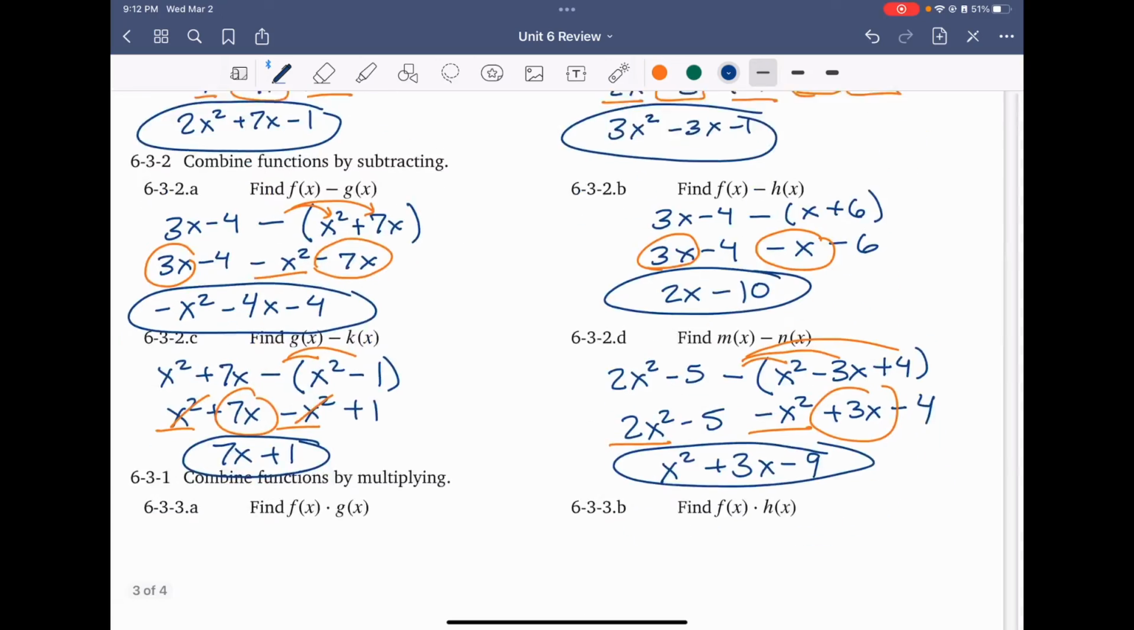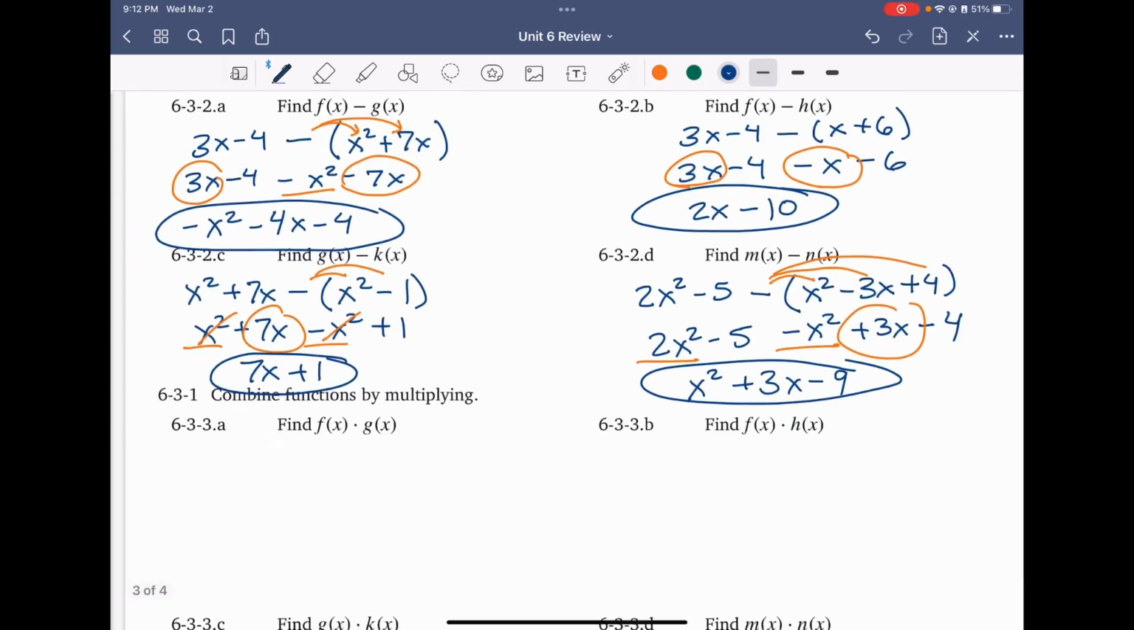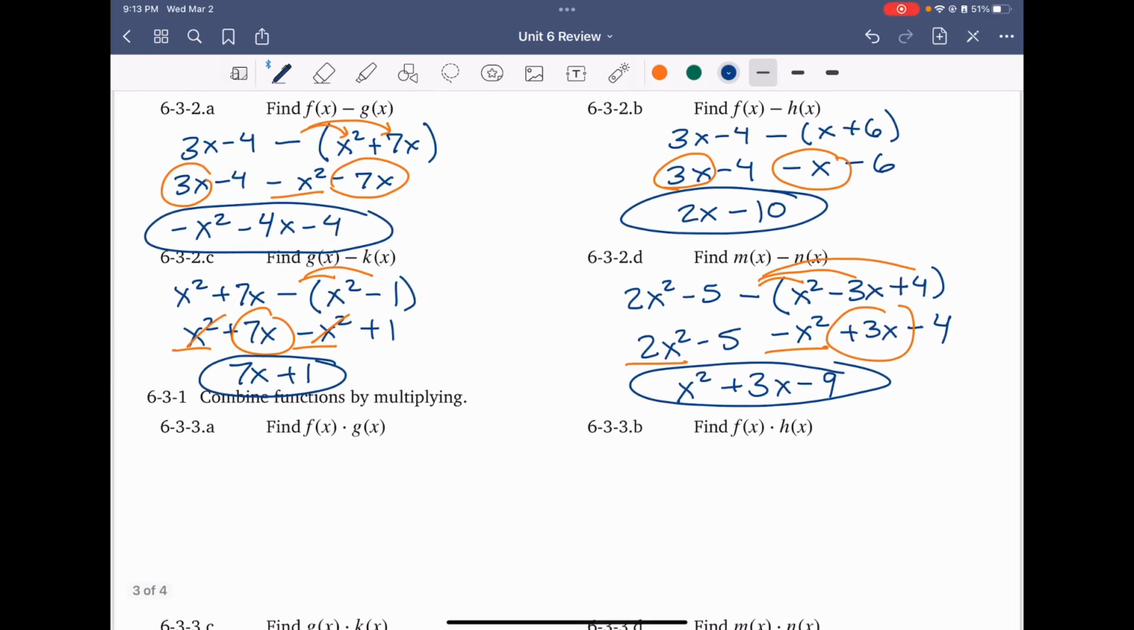Let's move on to multiplication. All right, so f of x times g of x. So again, f of x is 3x minus 4, and we're multiplying, so we're going to put both terms in parentheses, and g of x is x squared plus 7x. All right, I'm going to do this one foiling, but I'm going to do the next one box, so you can pick which method you like better.